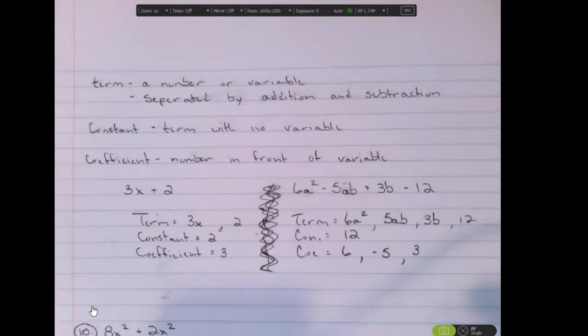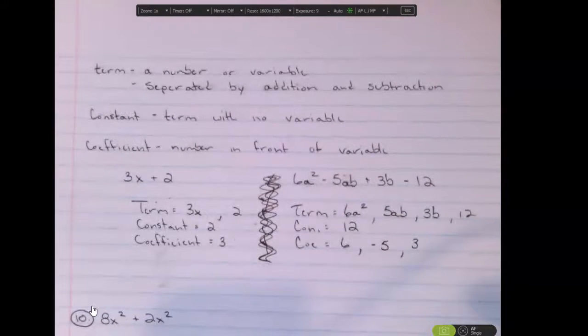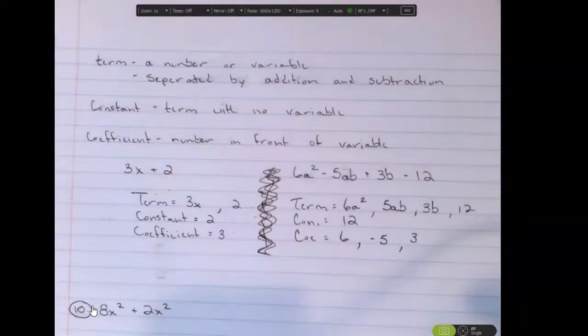So again, on this problem, we've got 4 terms. You've got one constant, and that constant is going to be 12. And then you also have those 3 different coefficients. It's important that you have negative 5 in front of that first coefficient.